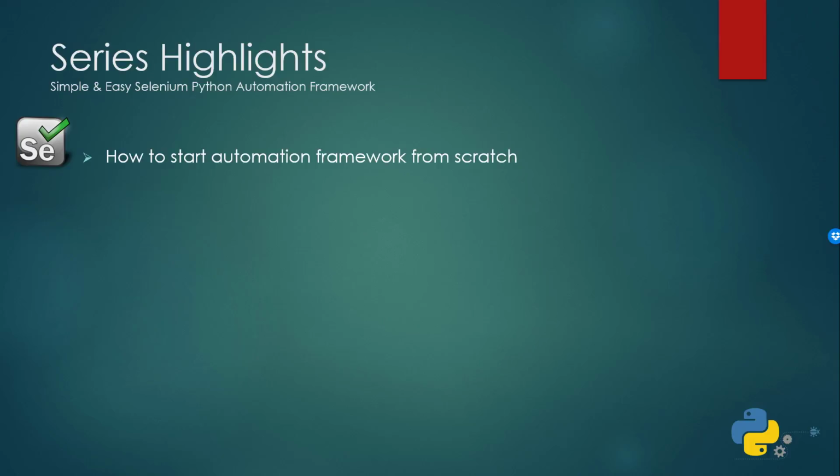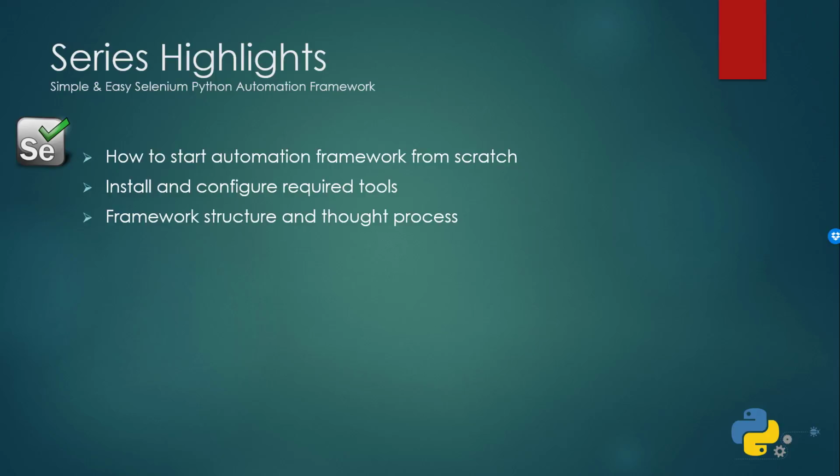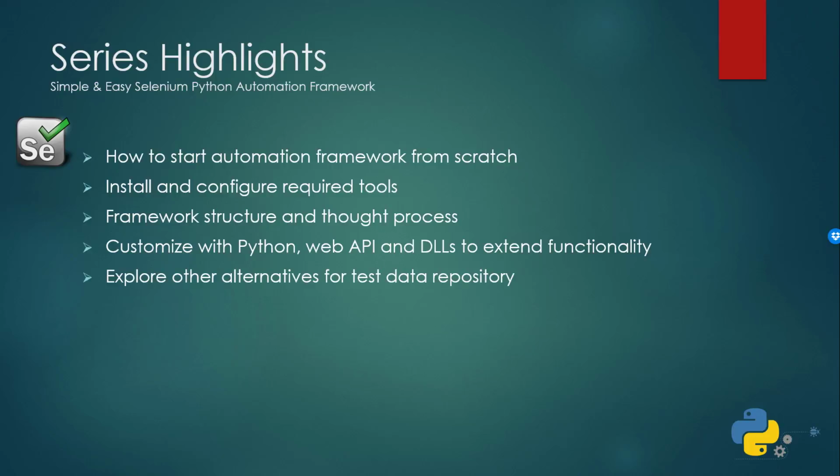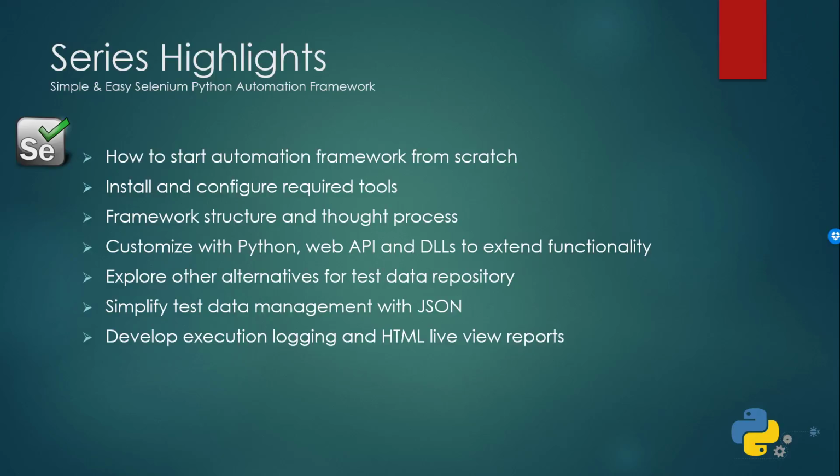It will cover how to start an automation framework from scratch, setting up tools and utilities, install and configure tools, framework structure and thought process, customize with Python, web API, and DLLs to extend functionality, explore other alternatives for test data repositories, simplify test data management with JSON, develop execution logging HTML live view reports. I call them HTML snapshots. They're not images, they're different than taking image snapshots.